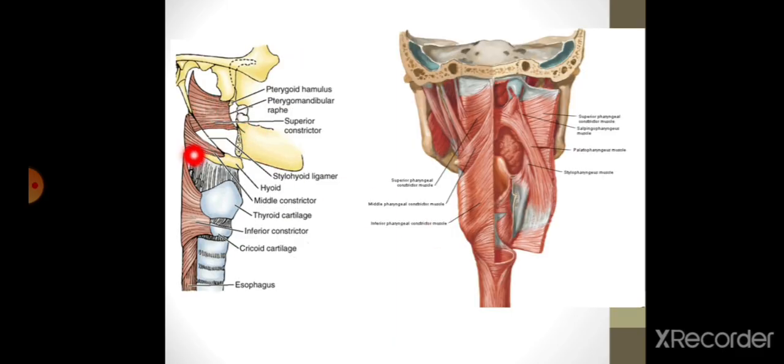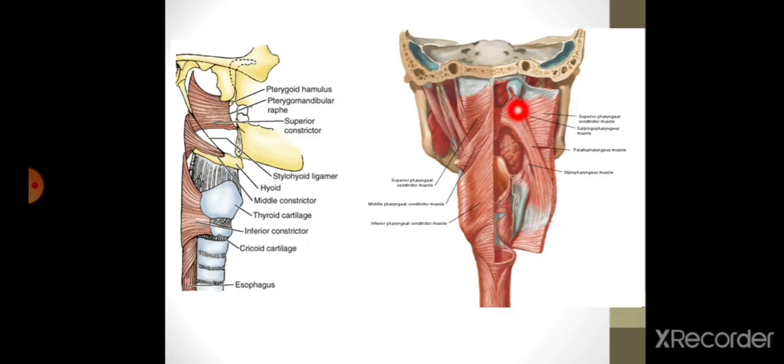These are the constrictor muscles: superior, middle, and inferior. The superior constrictor muscle originates from the skull here, from the pterygoid hamulus, and also from the mandible. The middle constrictor originates from the hyoid bone. The inferior constrictor originates from the oblique line of the thyroid cartilage and from the side of the cricoid cartilage. These muscles are inserted here in a membrane known as the pharyngeal raphe.